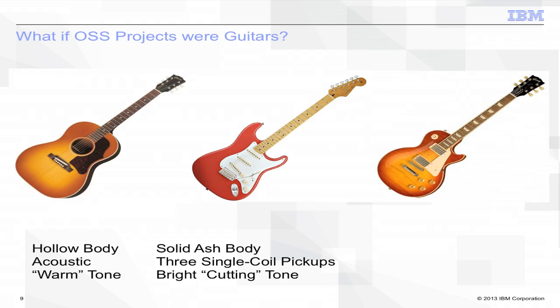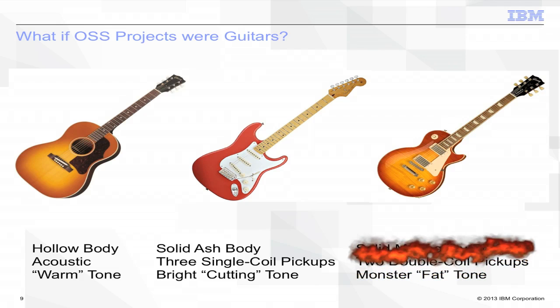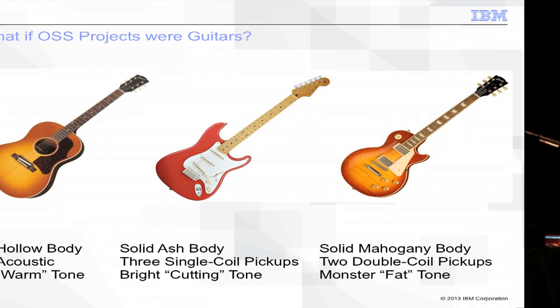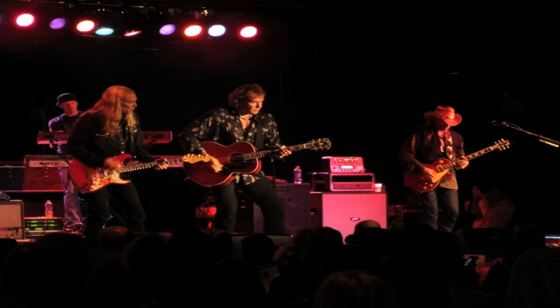This is the Les Paul guitar. It has two double coil pickups, a real fat tone. A lot of people like it. A lot of classic rock and roll you'll hear has this guitar tone. And if you put them all together, they all sound better together.